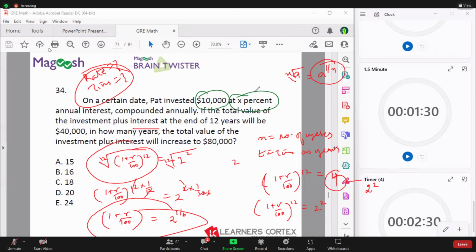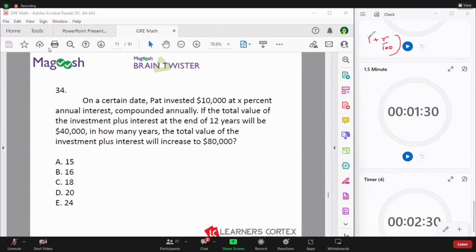This is for everyone, like the amount will double earlier than just the double of time. Now we have gotten the value of this here. Remember this, which is 1 plus R over 100 equals 2 to the power 1 by 6. Now, it is asking in how many years will the value change to this. So again, amount payable equals P times (1 plus R over 100) to the power of T. It's asking us to take out the time here.